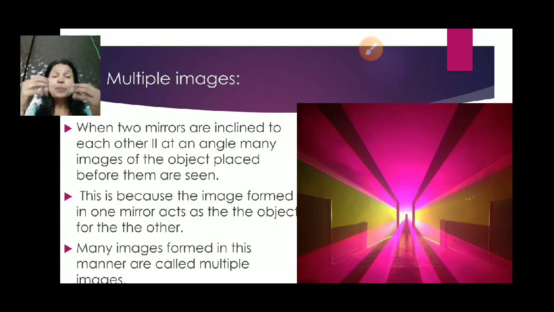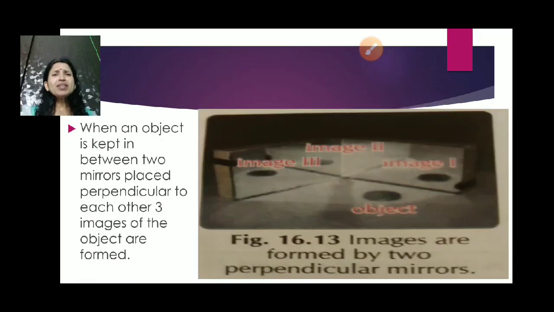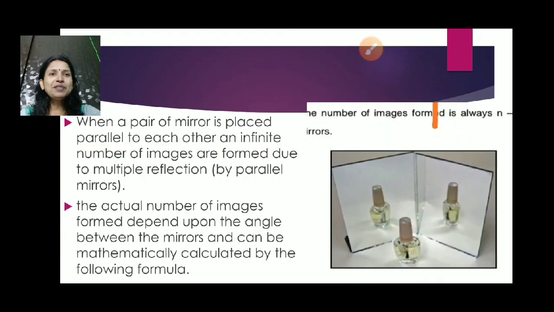In this way, when the object is one, but we are using more than one mirror and arranging them properly, we will have different images of the same object, that is called multiple images. When an object is kept in between two mirrors placed perpendicular to each other, 3 images would be formed, and it is given on your screen also, so you will come to know.